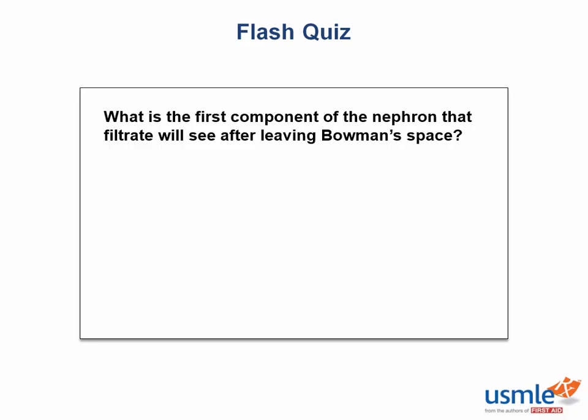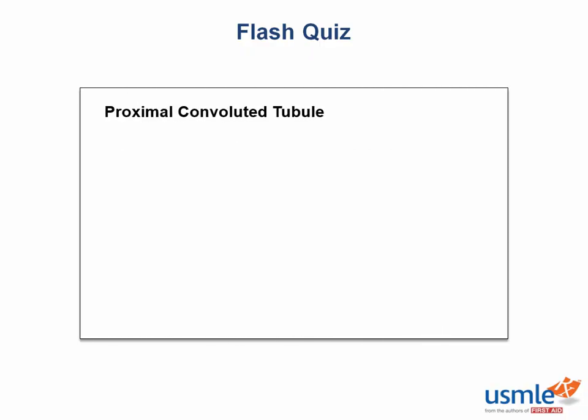Now it's time for a flash quiz. What is the first component of the nephron that filtrate will see after leaving Bowman's space? That will be the proximal convoluted tubule.